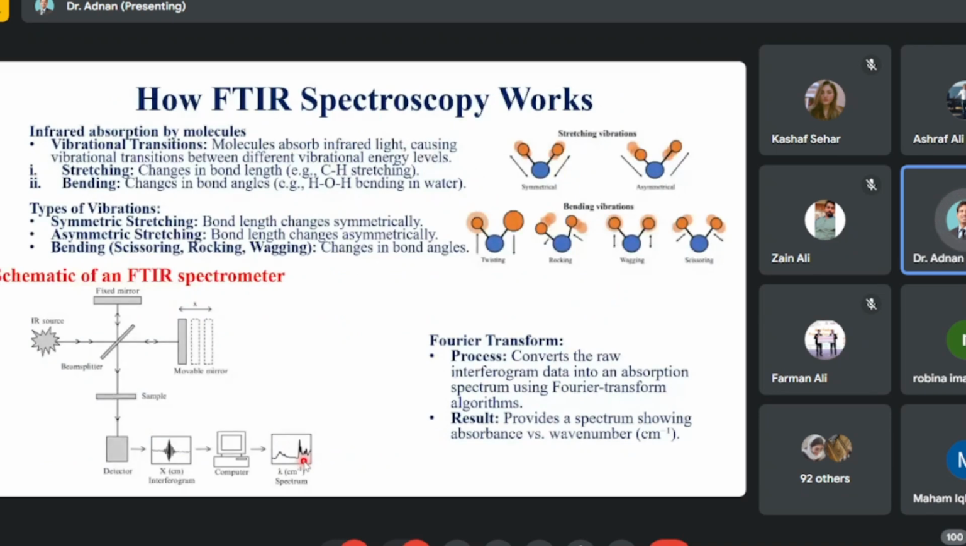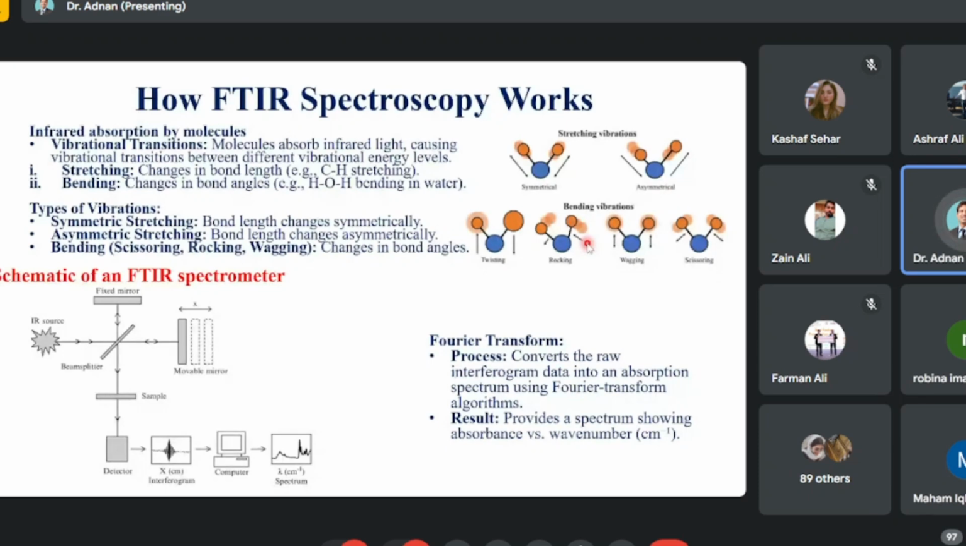Okay, how it works. Infrared absorption by molecules is actually about vibrations. In the region of IR, molecules absorb radiation, so their vibration is started. The vibrations are of two types, stretching and bending. So the first one is stretching and then bending. There are various types like symmetrical, asymmetrical, twisting, rocking, wagging, scissoring. These are the types of vibrations.